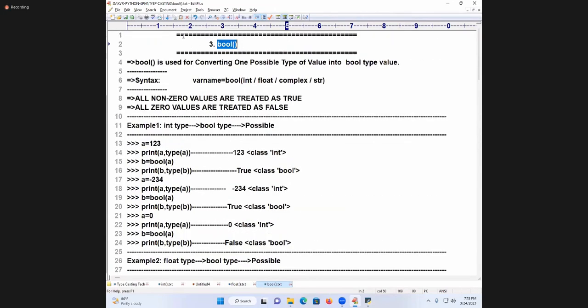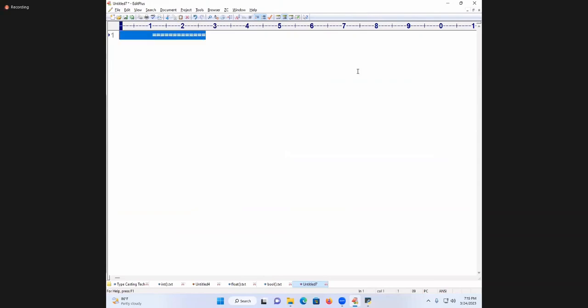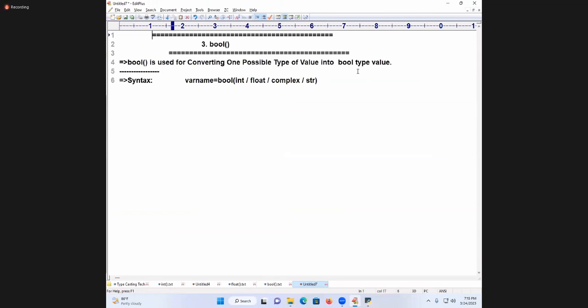Now I'm going to take which conversion? Complex conversion, I am going to take it. So I'm taking here, the fourth one is complex. The complex function is used for converting one possible type of value into complex type. Easy, students. And be careful. Try to remember all my previous concepts and move forward. Into int, float, and next what? Bool. Careful. Let me start the example.